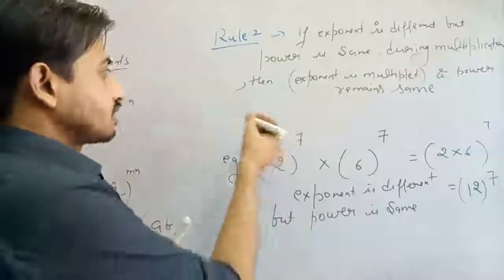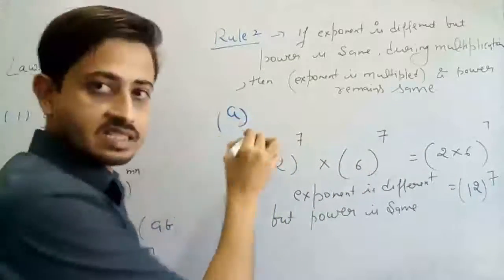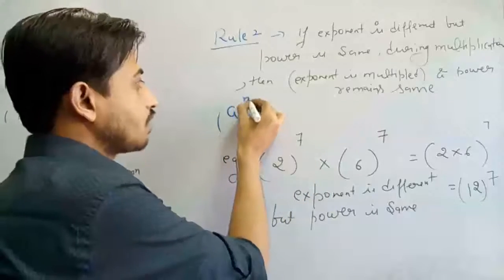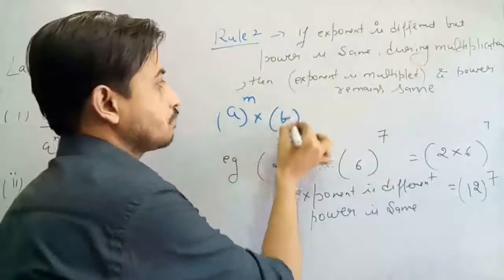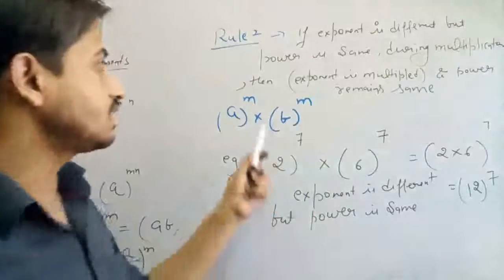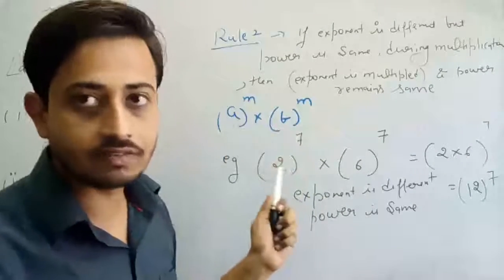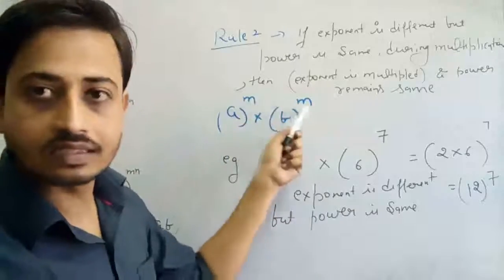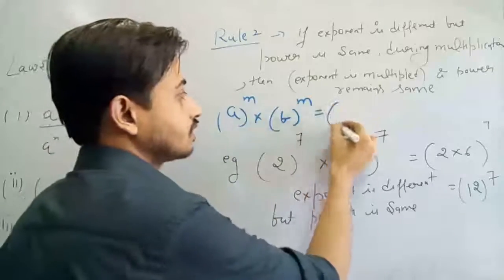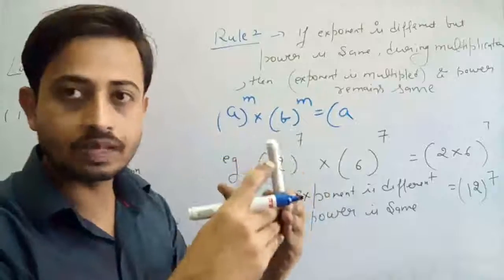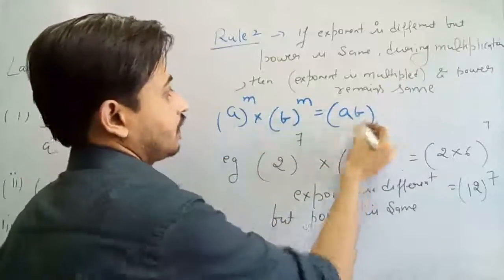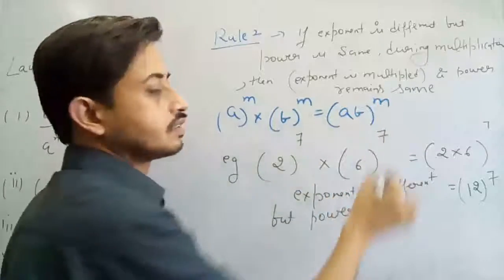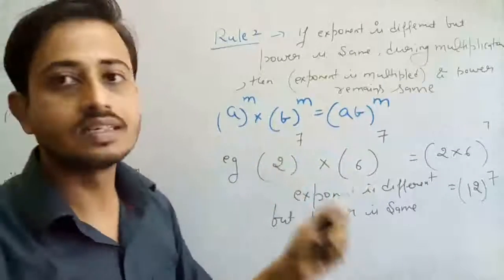So for example, if I take a generalized case, a raised to the power m multiply b raised to the power m. In this case, a and b exponents are different and powers are same. So what's the result? Exponents get multiplied. A into b gives us ab, and the power remains same. This is the rule second.